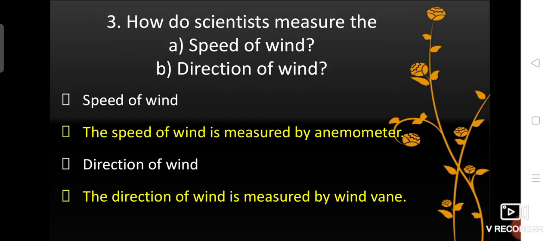How do scientists measure the speed of wind and direction of wind? First one, speed of wind. The speed of wind is measured by anemometer. And the direction of wind, that is, in which direction it is blowing, is measured by wind vane. That is measured by what? Wind vane.